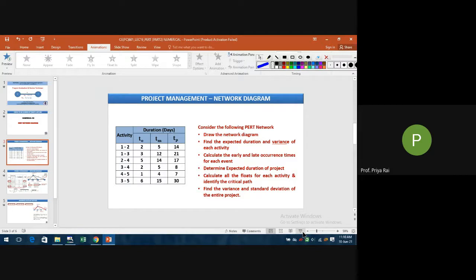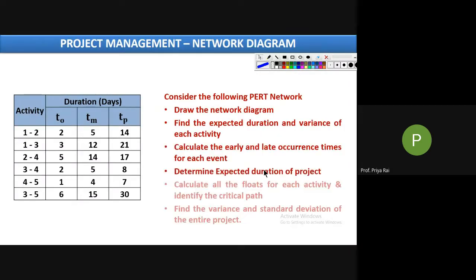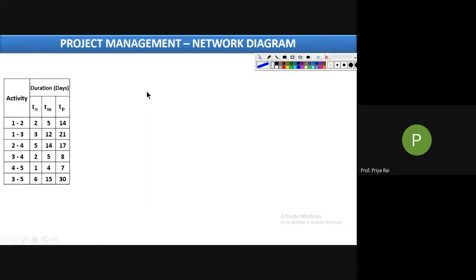Is it clear to everyone what they have asked? They will give you these 4 things only, then they will ask you so many questions. So this comes under your broad questions. Now, how to solve? What should be our first step?